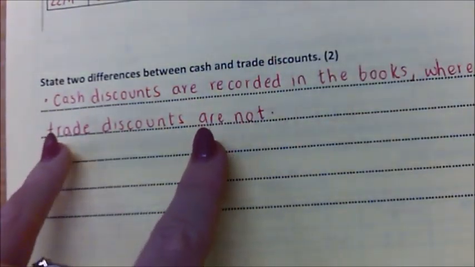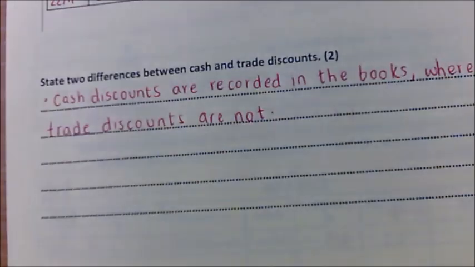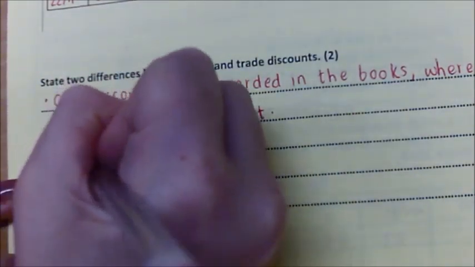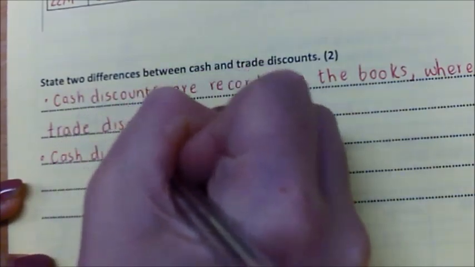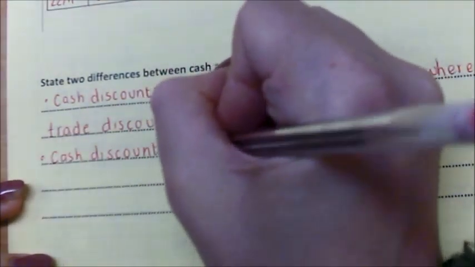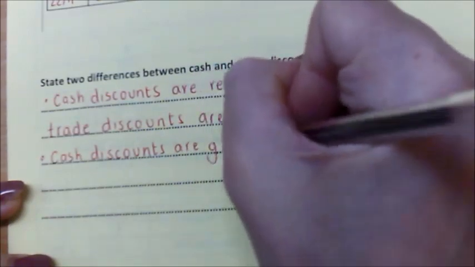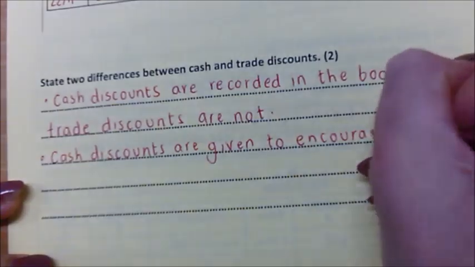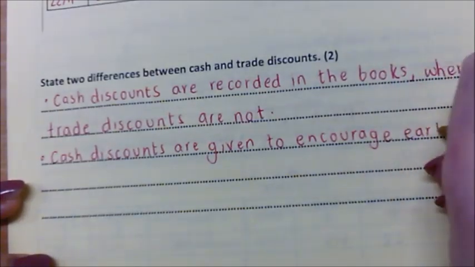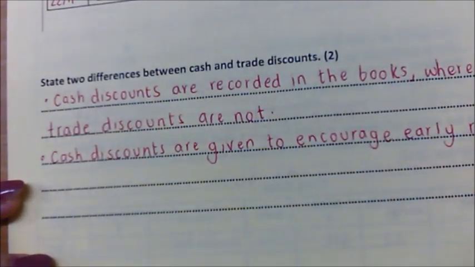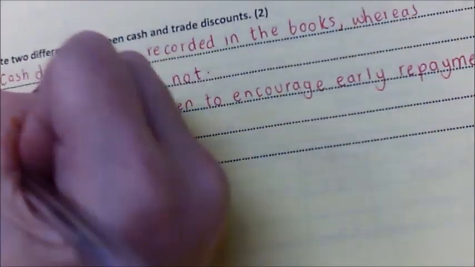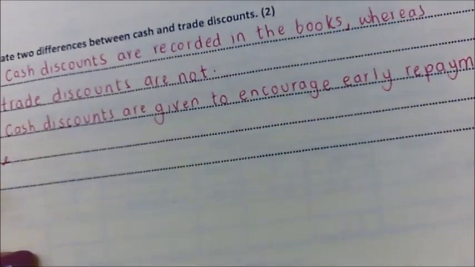Now, the reason for that is actually going to lead into my second reason. The reason cash discounts are recorded is because cash discounts are given to encourage early repayment. So we can give them to our trade receivables to help encourage them to pay on time and reduce the likelihood of a bad debt. Or we can receive them from our suppliers who, again, are doing it for a similar reason. They're trying to get us to pay.